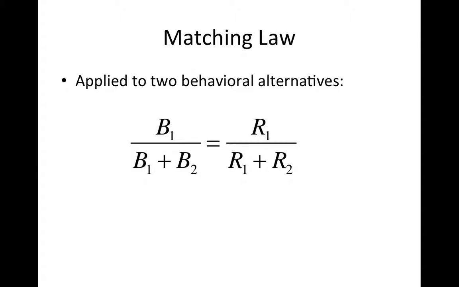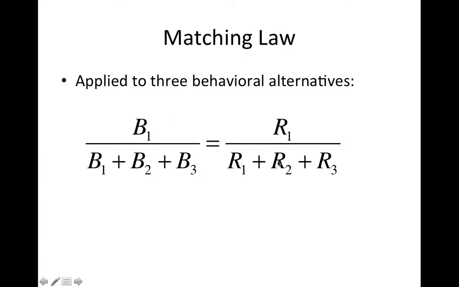The matching law applied to two behavioral alternatives basically says that this is behavior, this is the reinforcement rate. What it says is that behavior will be allocated in a ratio that equals the relative reinforcement ratios. So what we have is B1 over B1 plus B2 is equal to R1 divided by R1 plus R2.